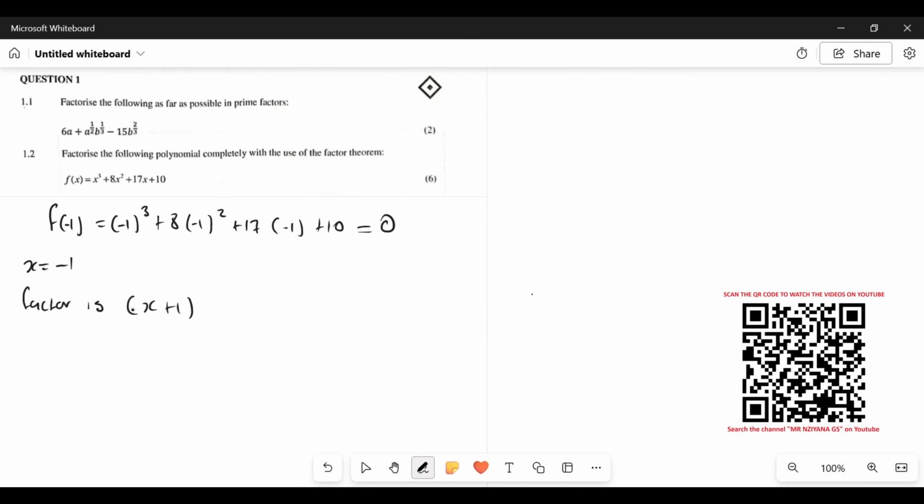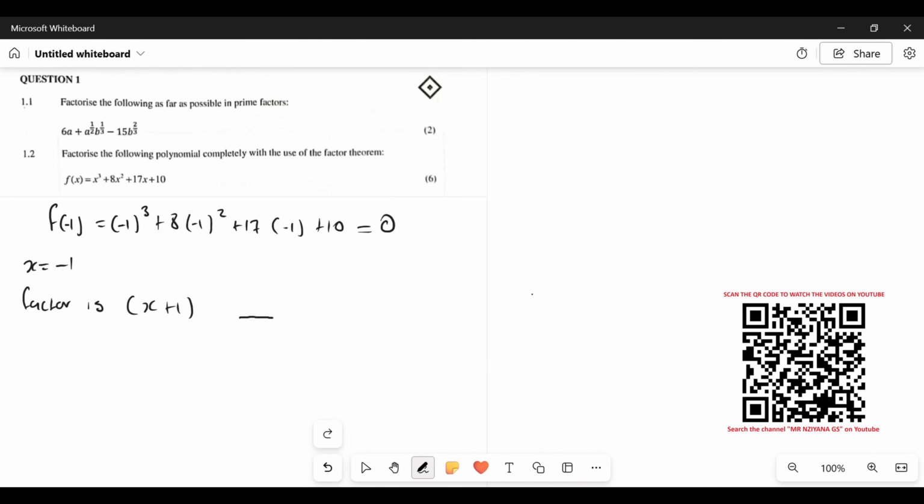Right, let me explain why our factor is x plus 1. It means that if we substituted negative 1 and it gives us 0 like this, then we have to transpose this negative 1 to the other side. So this becomes x plus 1, the one that we have there. So that is going to be our factor. I hope you guys understood. Right, from there, we can start using the long division method. So let's start. Let's use the long division method.